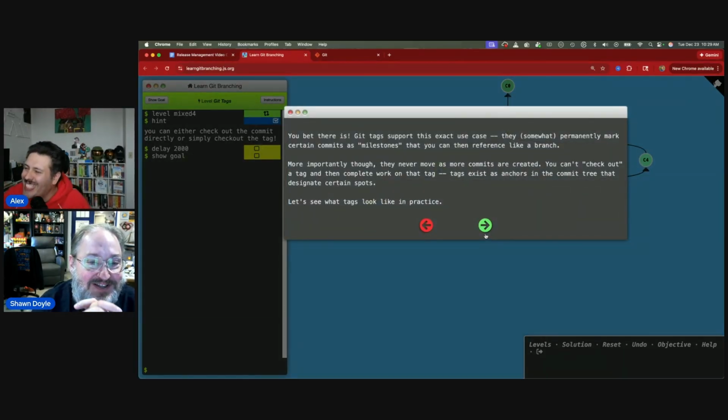You bet there is. Git tag supports this exact case. They are somewhat permanently marked commits that you can reference like a branch. More importantly, though, they never move as more commits are created. You can't check out a tag and then complete your work on that tag. Tags exist as anchors in the commit tree that designate certain spots. So let's see what tags look like.